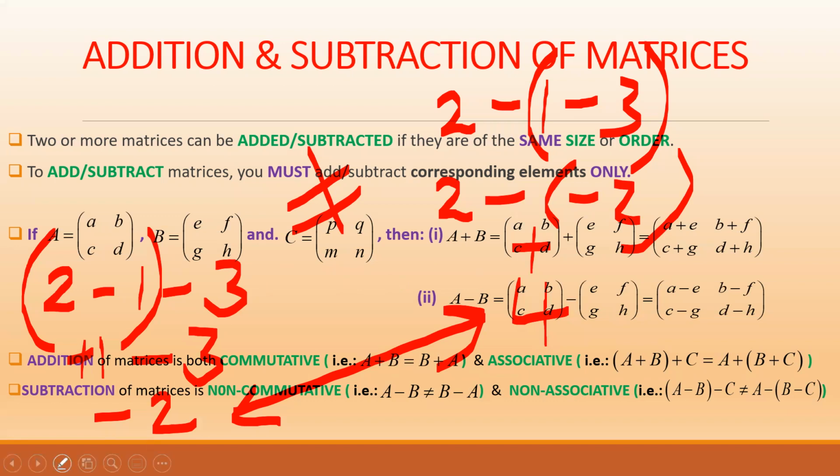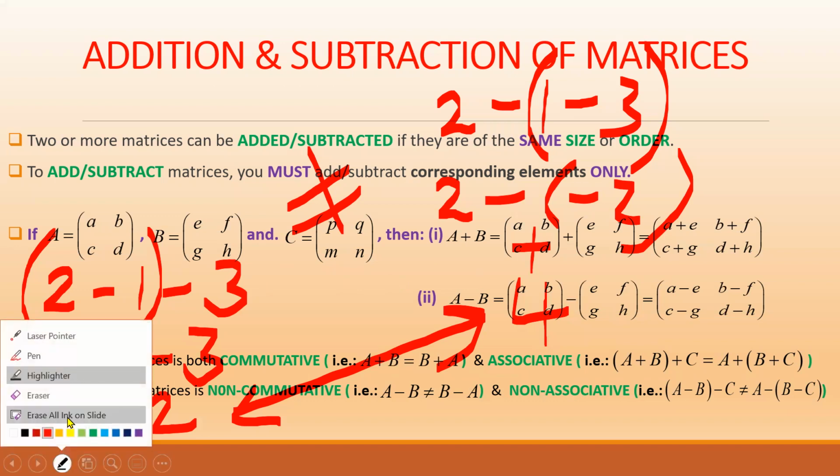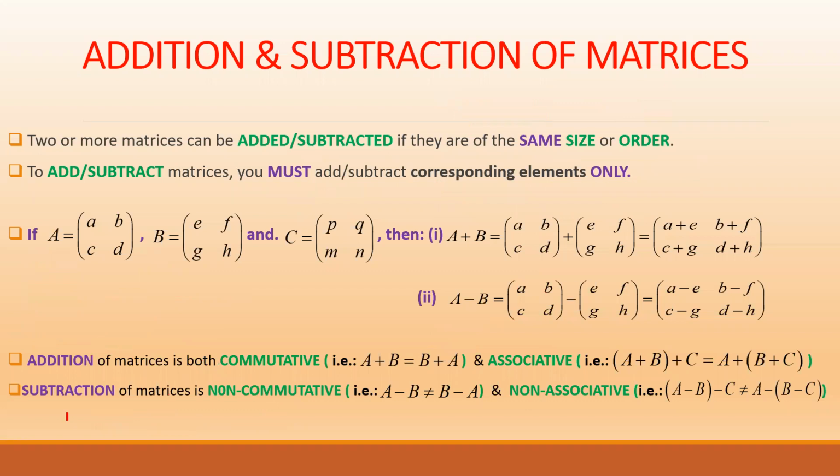So let us now see what it is in the matrix world. Okay, guys, I know the video is a little bit long, but I want to cover these concepts under addition and subtraction. So now let us quickly prove the associative property. Here, it is telling us that subtraction of matrices is non-commutative.